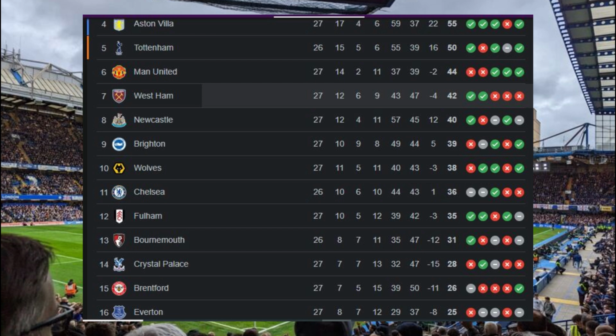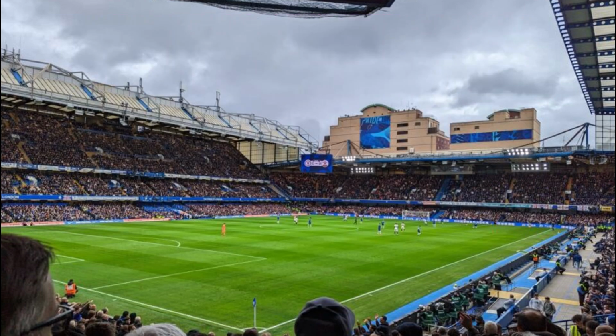Chelsea are currently a mid-table side in the Premier League, and we are going to try and analyze and identify why Chelsea are facing these problems. We are going to look at Mauricio Pochettino's system tactically and figure out what kind of problems are affecting Chelsea, especially in their out of possession phase.